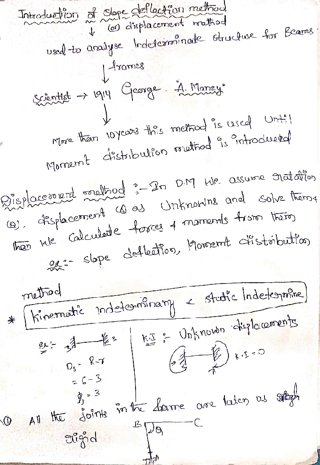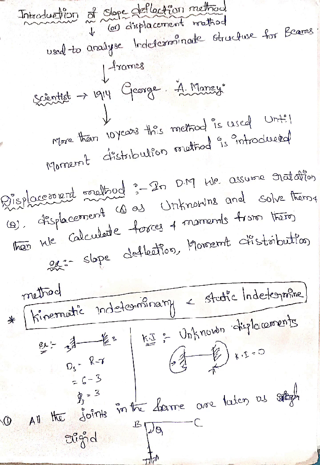In the displacement method, we assume rotations and displacements as unknowns, solve for them, and then calculate the forces and moments from them. Examples of displacement methods are the slope deflection method and the moment distribution method. In this method, kinematic indeterminacy will be less than static indeterminacy. Suppose for fixed beams, the static indeterminacy is 3 and the kinematic indeterminacy is 0.